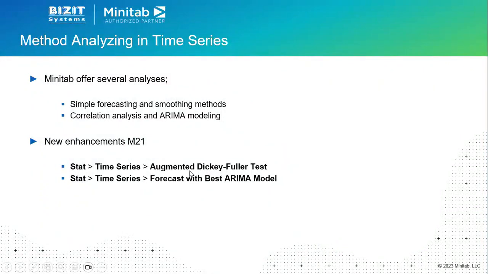We call it the augmented Dickey-Fuller test. Before you proceed with ARIMA, you need to check stationarity, meaning the mean and variance must be constant, so they provide the augmented Dickey-Fuller test. Minitab also enhanced it to give you the best ARIMA model, so there is no need to go one by one. They automate it and give you the best model for this ARIMA. No worries, I will open Minitab and you will see these features.